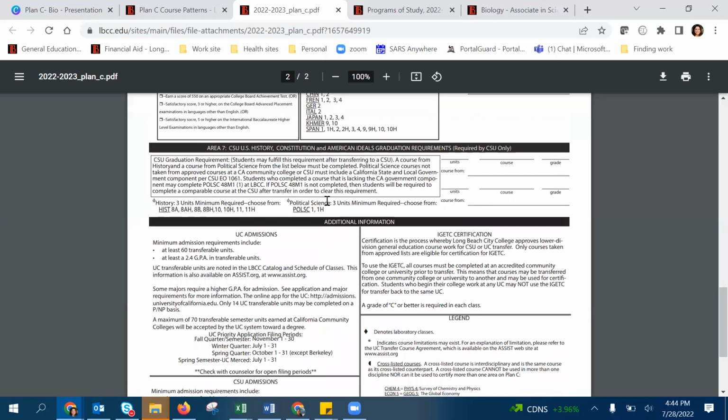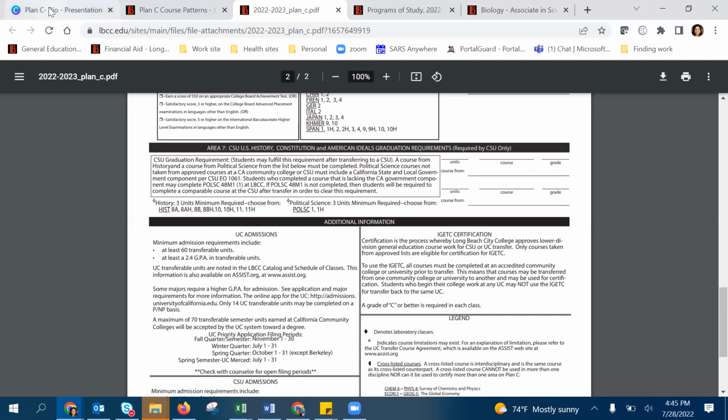This is a reminder that if you're trying to keep your options open for the CSU, they have a graduation requirement of history and political science. I would also encourage you to keep taking a class for lifelong learning and ethnic studies, as they are part of the CSU general education breadth.